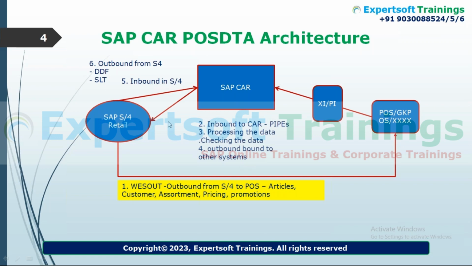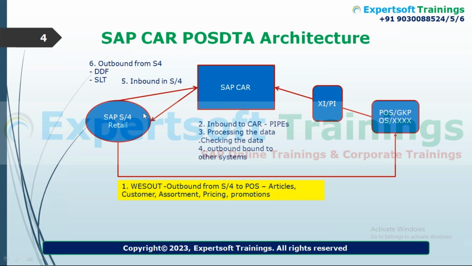So here you will be learning how it is sent to S4, how it is posted in S4. The fifth step will be inbound into S4. So how is it inbounded? When it is inbounded, it means it is posted in S4. What activities will happen? Here you will be learning POS DTA, the major topic in the complete CAR system, which covers more than 40% of the weightage of all the topics.